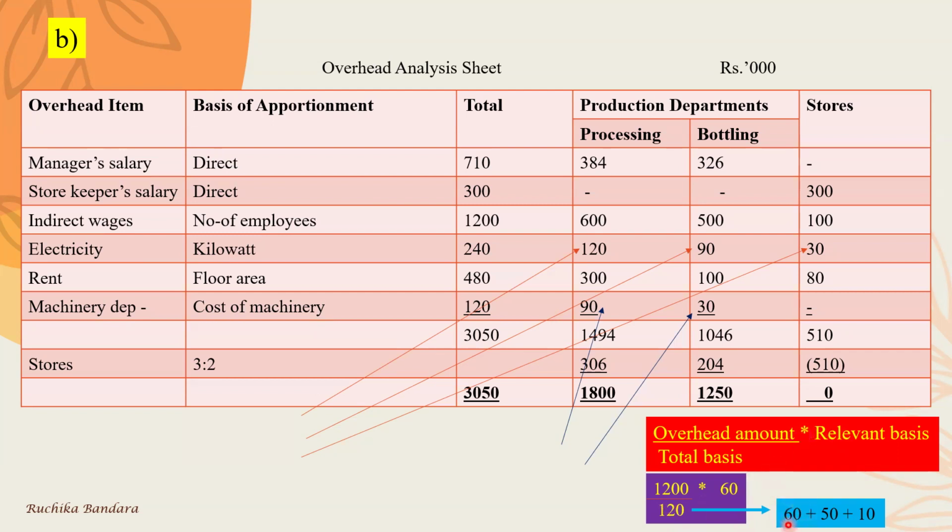For the processing department, it's 60. When you do the calculation, you can see you get 600, 500, and 100. So the second one, 1,200 divided by 120 multiplied by 50. The other one multiplied by 10. You get the answer.